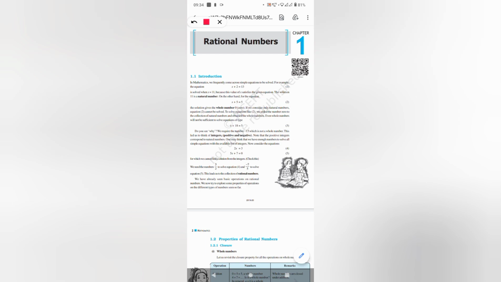To solve an equation like this, we added the number 0 to the collection of natural numbers and obtained the whole numbers. Even our whole numbers will not be sufficient to solve equations of the type x plus 18 is equal to 5. So x is equal to 5 minus 18, which becomes x is equal to minus 13.